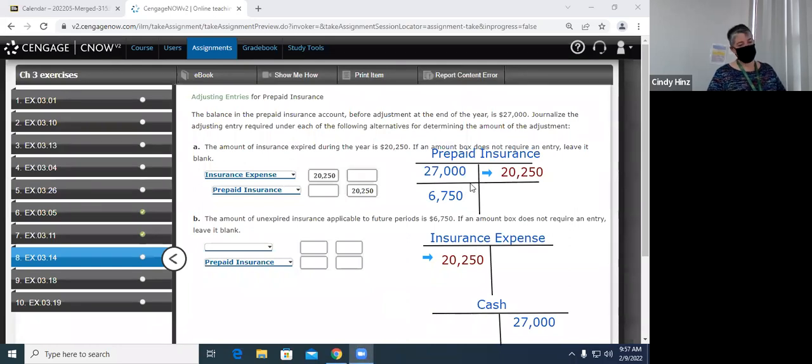But the reason it's the same number is because they just weren't very imaginative, apparently, when they wrote this exercise. I would have had to be a whole different number. So it would be the same, but the way we calculated that is by taking the amount that's in there right now, 27,000, and subtracting the ending balance that we're told should be in there, just like we did with the supplies account. The ending balance should be 6,750. So how much do we need to remove from that account? 20,250.